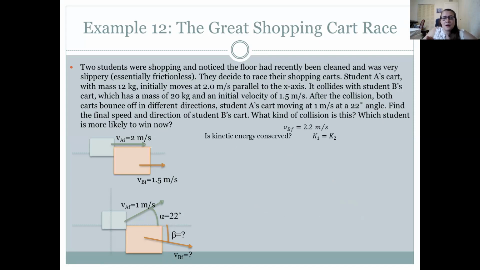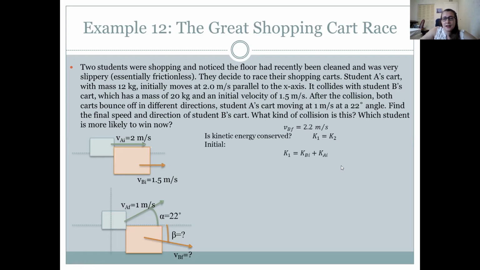And we can tell that these shopping carts are not sticking together at the end because cart A has a final velocity of 1 meter per second and cart B has a final velocity of 2.2 meters per second. So they are not sticking together. This is not a perfectly inelastic collision. So we're just really debating now, is it elastic or is it inelastic? So let's take a look at the energy. Again, if the initial kinetic energy equals the final kinetic energy, then it is elastic.